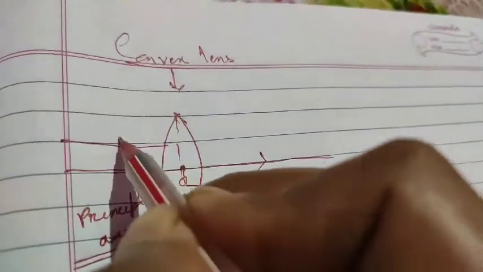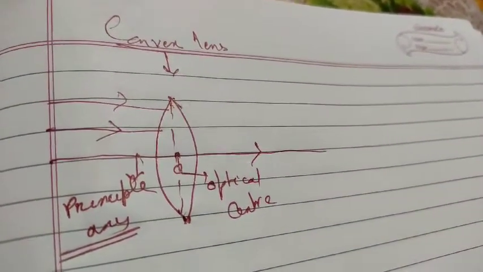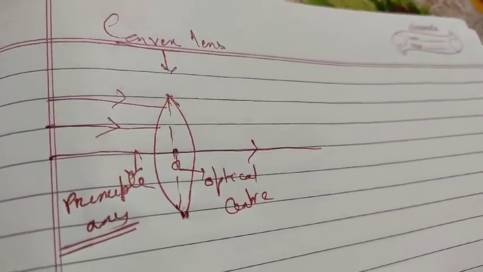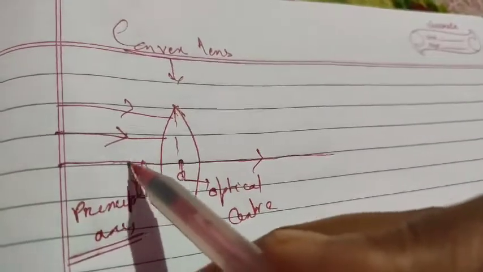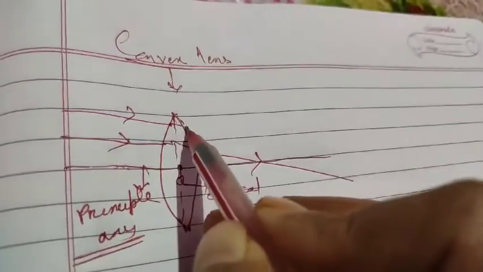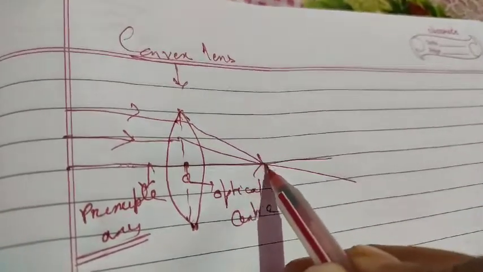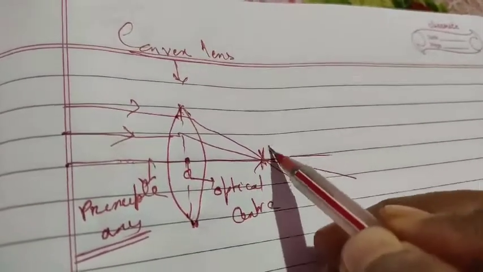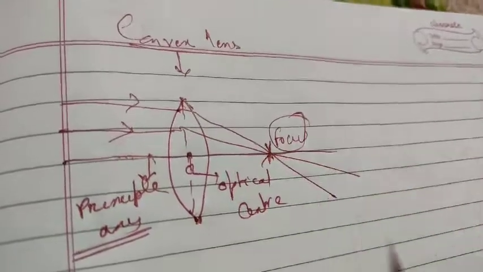Now second thing. Now we will move to the rules. Okay, suppose a ray of light, an incident ray of light, is parallel to the principal axis. If you are seeing this incident light parallel to the principal axis, after refracting, they are bound to meet at one point, that is the principal focus.